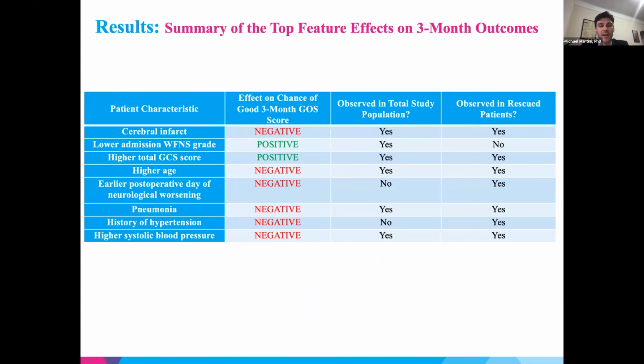In summary table form, panels C and D showed that the absence of DCI or cerebral infarction, a favorable WFNS score, as well as a younger age and a higher total GCS score on admission were the most important features for a greater predicted chance of a good outcome in all patients with vasospasm. The feature importance for predicting good outcome in the rescue therapy subset, however, differed with respect to a few characteristics. For example, although a lack of DCI or infarction, favorable GCS, and low age still remained important, factors such as a later postoperative day of neurological worsening and an absence of pneumonia or history of hypertension became very important for predicting good outcome in rescued patients.